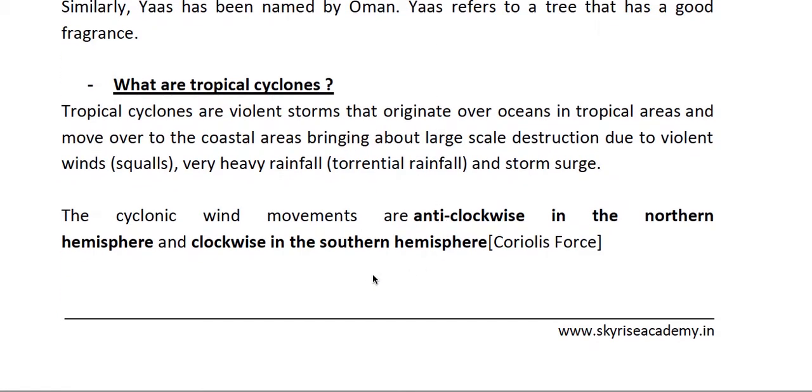Here this is important: the cyclonic wind movement is anti-clockwise in the northern hemisphere and clockwise in the southern hemisphere. This is very important, it can be asked in your prelims. And the reason for this difference in rotation is the Coriolis force.